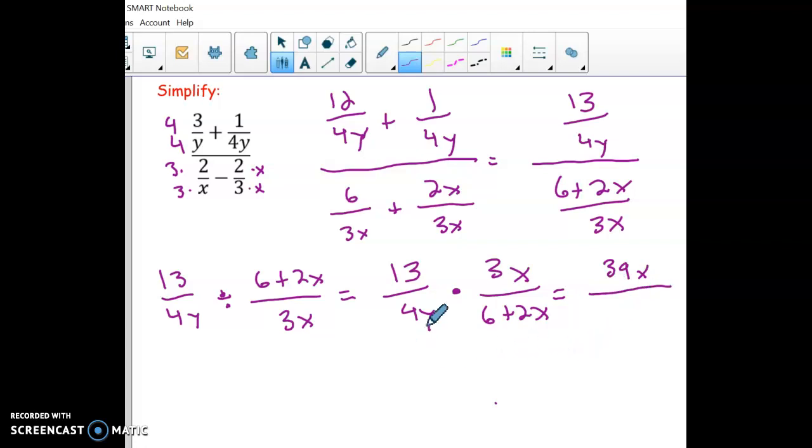And the denominator, I'm not really going to multiply them. I'm just going to leave it in factored form. I've got 4y times 6 plus 2x. And the reason for not multiplying them is I want to check to see if anything would cancel. Right? If I have anything in my list that's common, I could cancel it out. And it's easier to see that if it's in factored form. So I'm going to leave it here. Nothing cancels. So boom, I'm done.